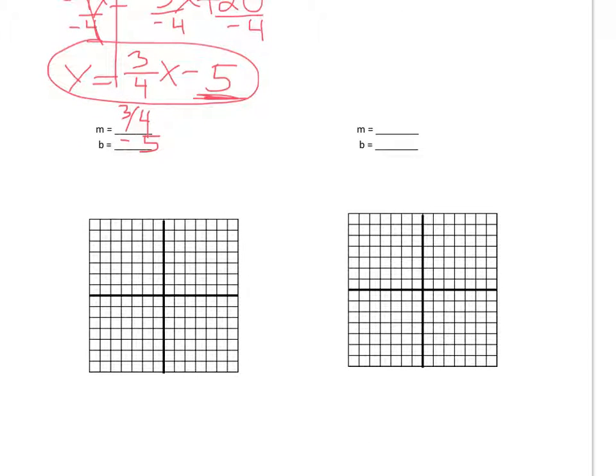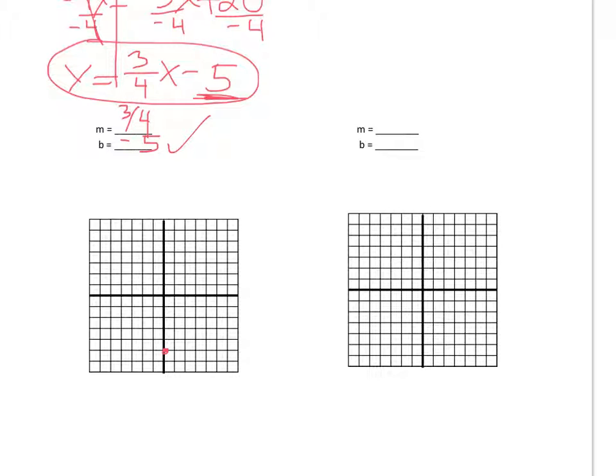Right? I begin with the b value. So the b value is negative 5. So I'm going to go down 5 units from the origin. So 1, 2, 3, 4, 5. I'm going to plot that point first. Alright, so I'll put a check mark.